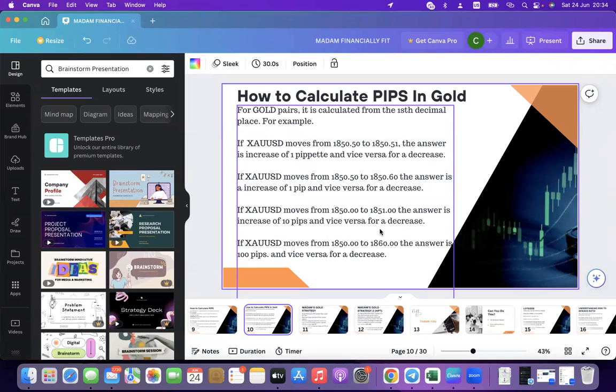So if you're using a standard lot size, 10 pips is how much? How much are you making with 10 pips? If you're using a micro lot size, 0.01, that's 10 cents times 10 pips. That's about $1, right? So you see, it's a lot of money.